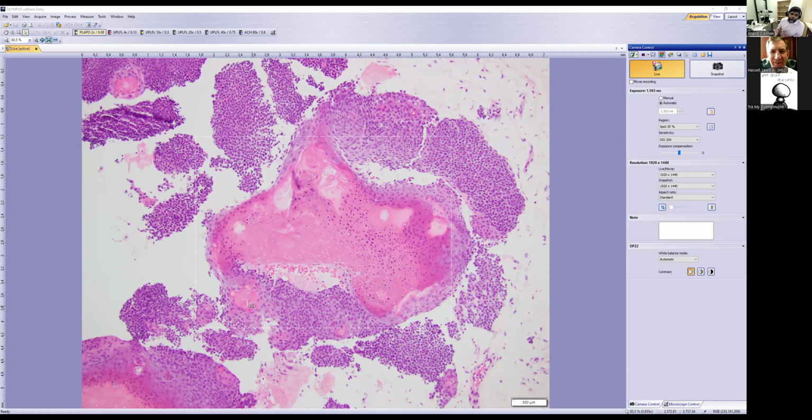I didn't favor one over the other. I just said it could be some kind of skin adnexal tumor, or if it is from breast primary, then this could be a metaplastic carcinoma with keratinizing squamous differentiation arising in the accessory breast tissue and axillary tail.